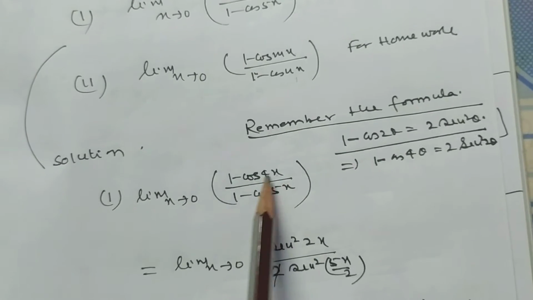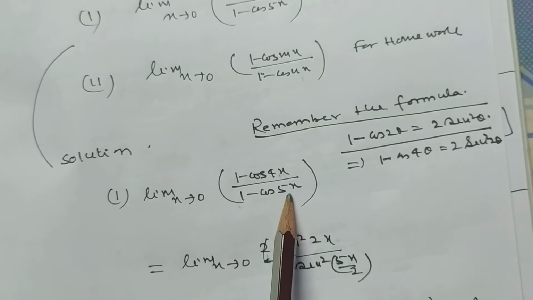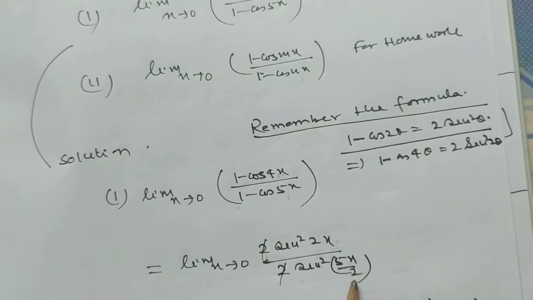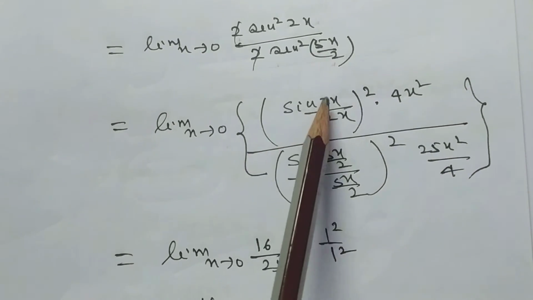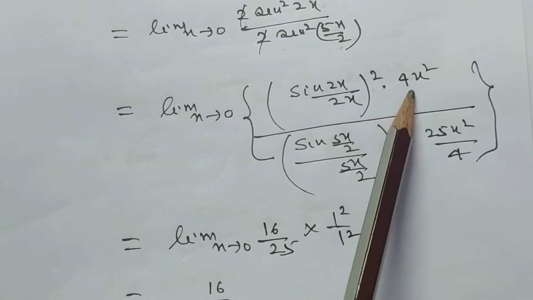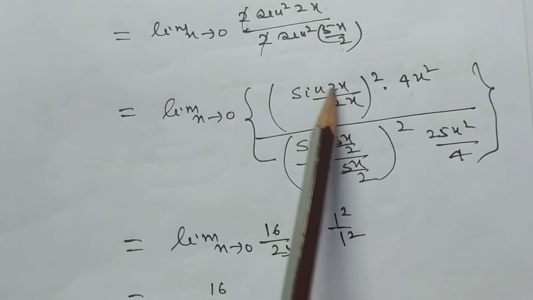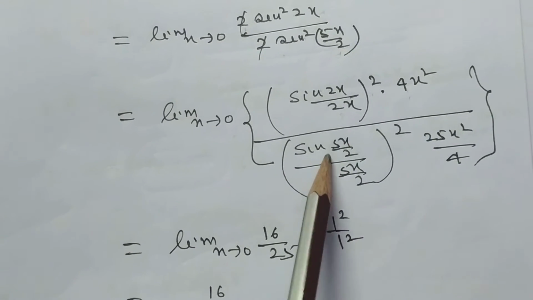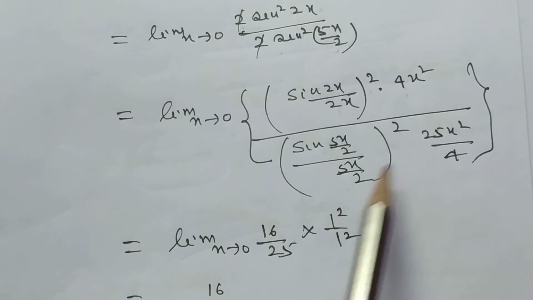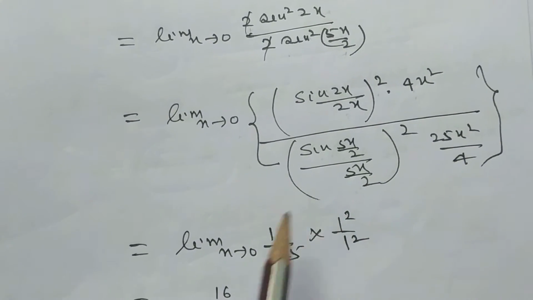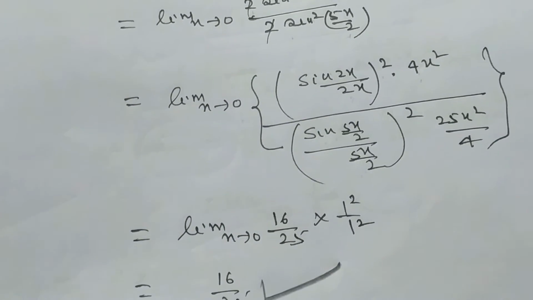The value of 1 minus cos 4x is 2 sin square 2x, and the value of 1 minus cos 5x is 2 sin square 5x by 2. So now taking limit x tends to 0, sin 2x by 2x whole square into 4x square. We do some arrangement here. We multiply and divide it by 4x square. Similarly, it is sin 5x by 2, so we multiply and divide by 25x square by 4. So my dear student, after simplifying, we have the answer 16 by 25.